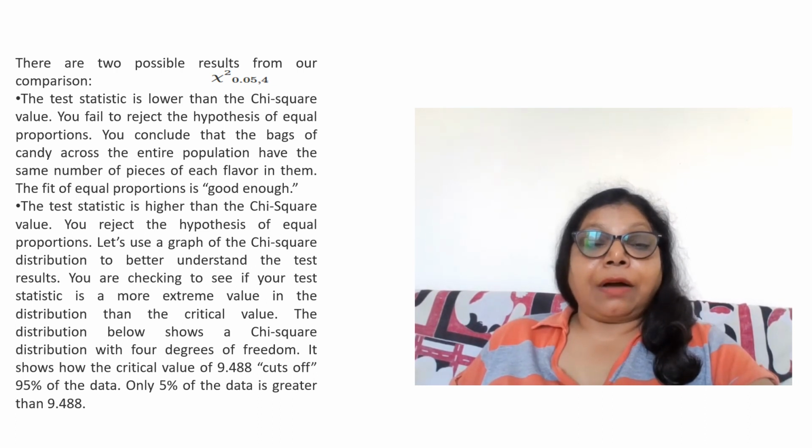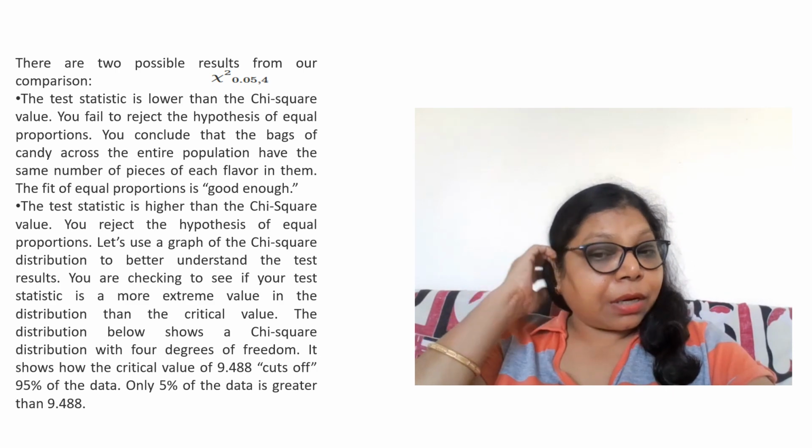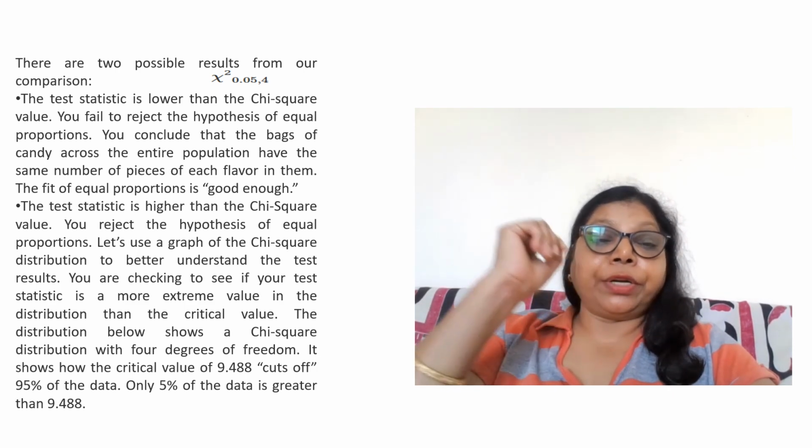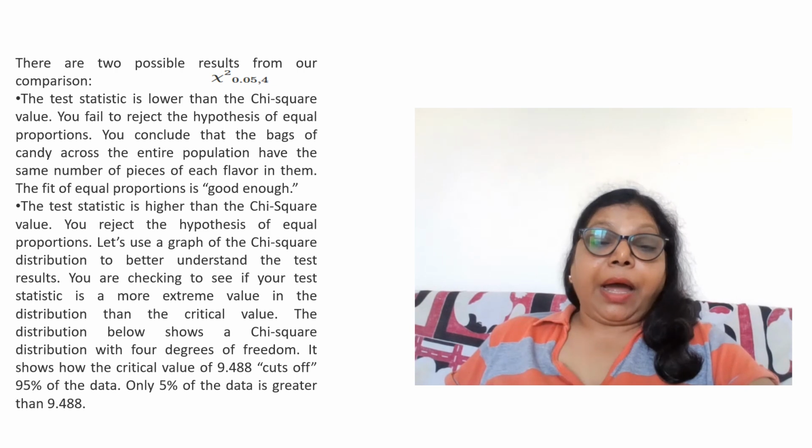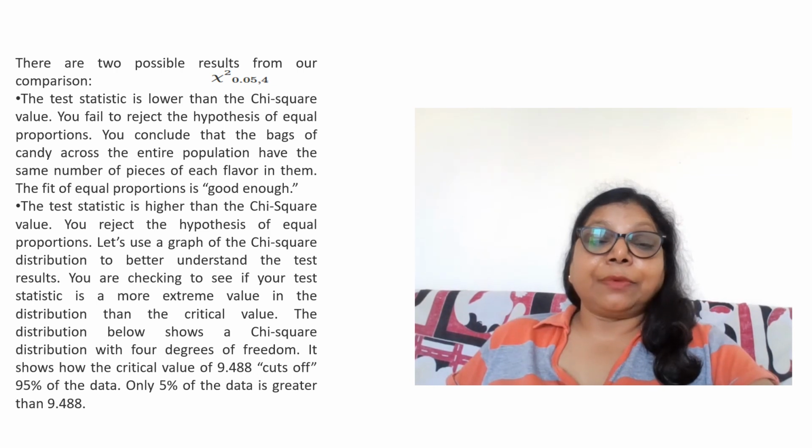We can use a graph of the chi-square distribution to better understand the test results. We can also check if our test statistic is a more extreme value in the distribution than the critical value. The distribution shows a chi-square distribution with 4 degrees of freedom, and it shows the critical value of 9.488, which cuts off at 95% of the data. That means only 5% of the data is greater than 9.488.